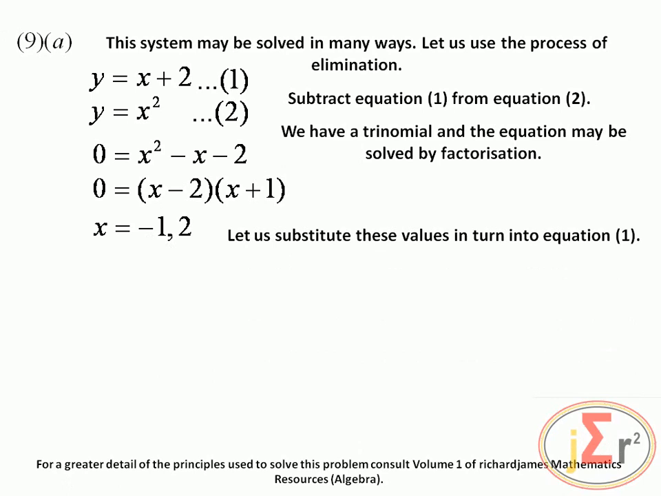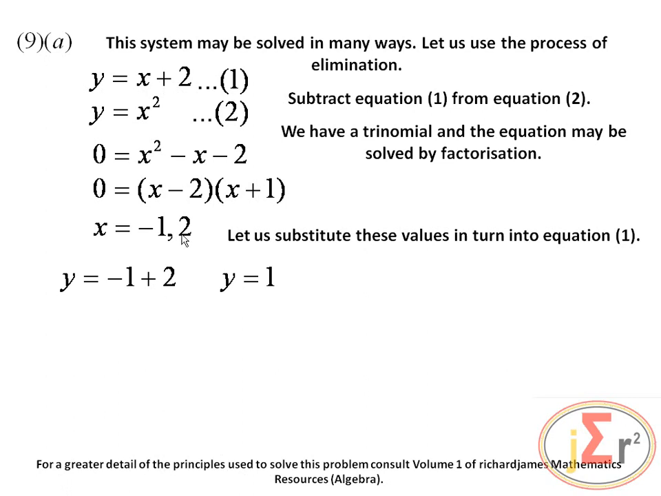Let us substitute these values in turn into equation 1. Of course, we have equation 1 right here. We have two values of x here. We will therefore get two values for y also. This value of x will yield the result that is dependent on the equation that we have right there. So let us substitute negative 1 into this equation. So y is equal to, instead of x, negative 1. So y is equal to negative 1 plus 2. Negative 1 plus 2 is equal to 1. So y is equal to 1.